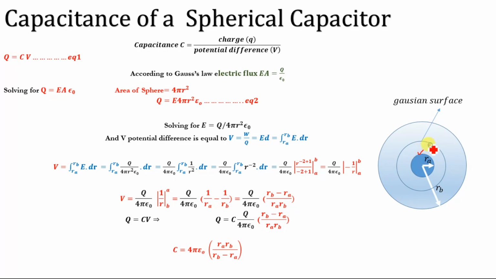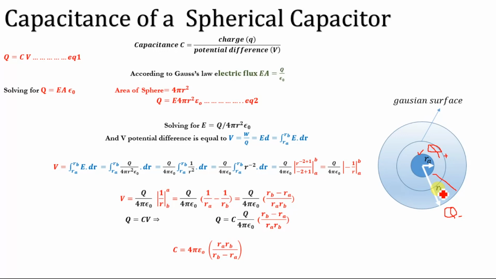Let's consider this is the positively charged plate and this is the negatively charged plate. And this is the distance of separation between these two. The radius of this inner core is denoted by Ra and the radius of this surface is denoted by Rb.